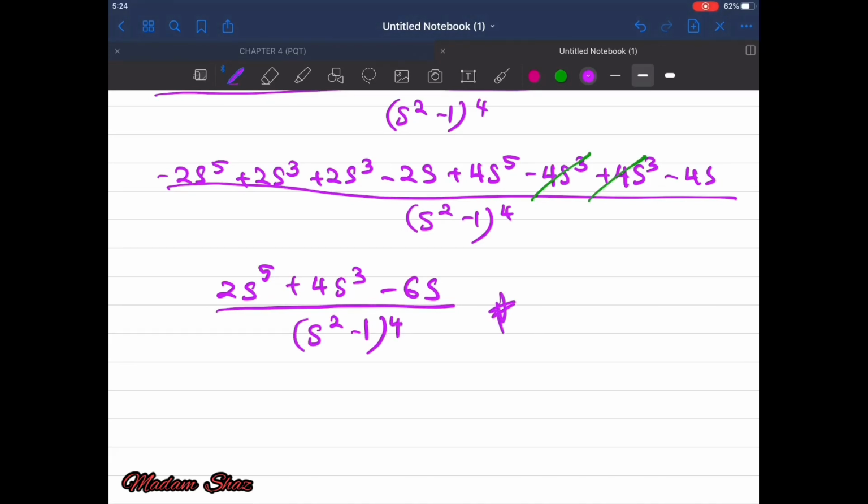So this is the final answer, whereby we simplify by using the second method. So if you can see, they are not the same thing, but if you simplify more, then it will become the same thing. Okay.